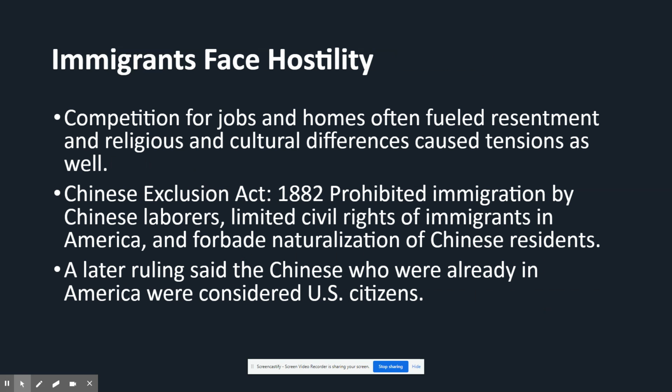They're also going to face hostility. Competition for jobs and homes often fuel resentment, and religious and cultural differences cause tensions as well. The Chinese Exclusion Act in 1882 prohibited immigration by Chinese laborers, limited civil rights of immigrants in America, and forbade naturalization of Chinese residents. Later on, a ruling said that the Chinese who were already living here in the United States at the time of this Chinese Exclusion Act were considered U.S. citizens and did gain citizenship.